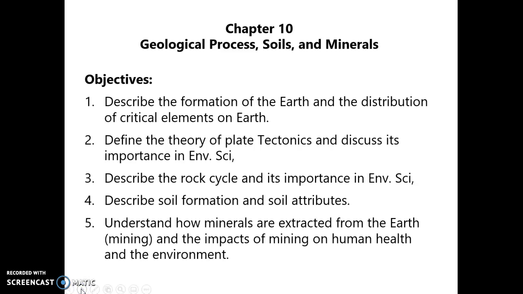The fifth objective is to understand how minerals are extracted from the earth. That means how they are mined, and the impacts of mining on human health and the environment. These impacts are quite high, and that's also the subject of the open response. So first we'll look at the case study.